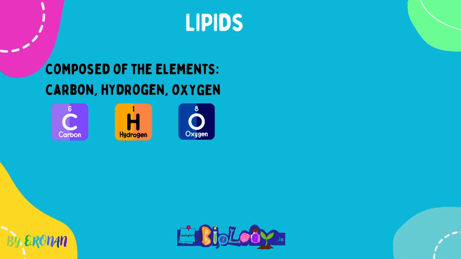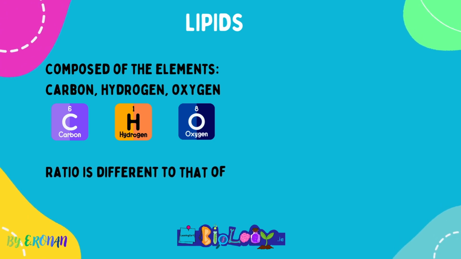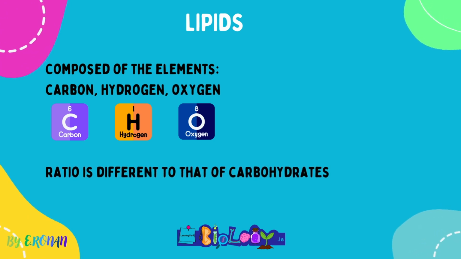Again, they're composed of the same elements as carbohydrates, so carbon, hydrogen and oxygen. However, the ratio is different than the one that we've just learned. We do not need to learn the ratio for lipids, we just need to know that the elements carbon, hydrogen and oxygen make up lipids.